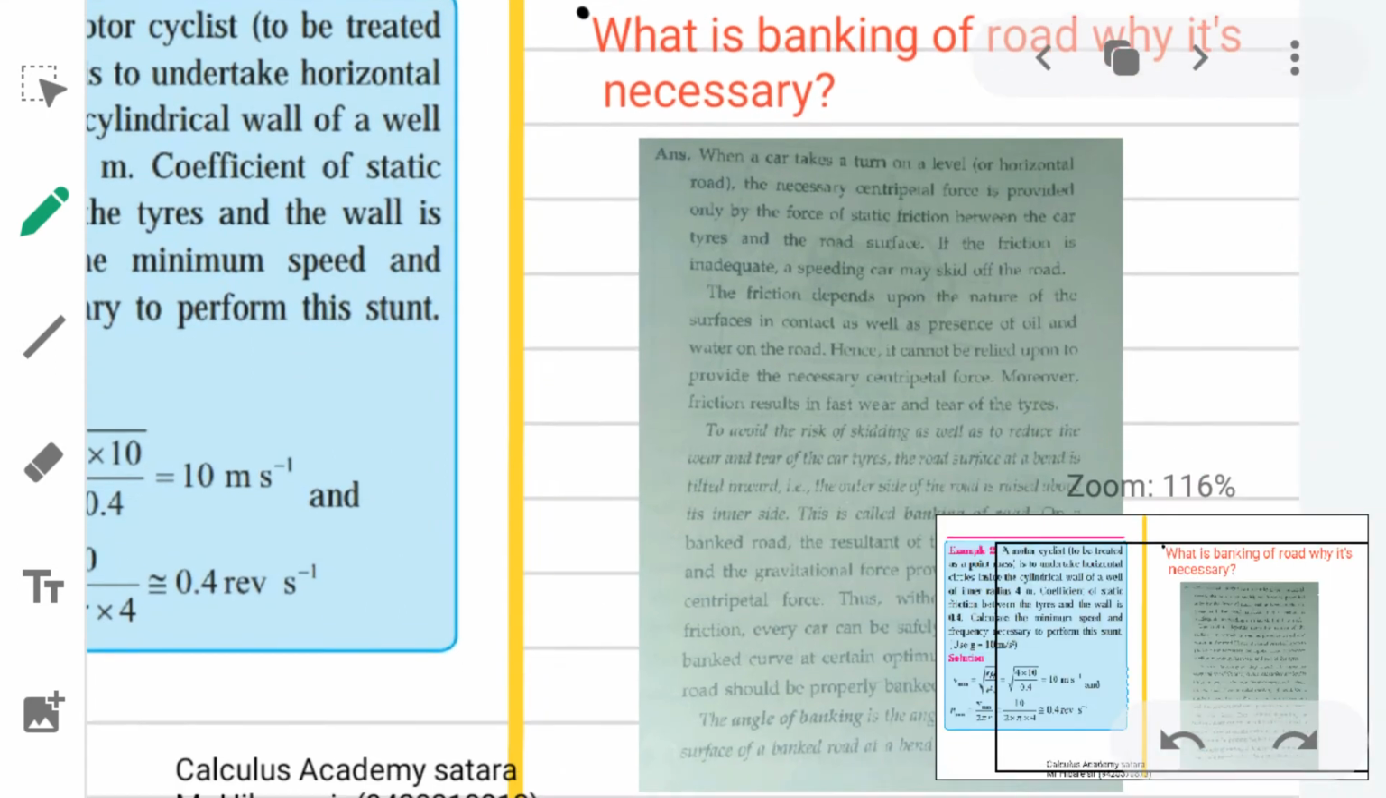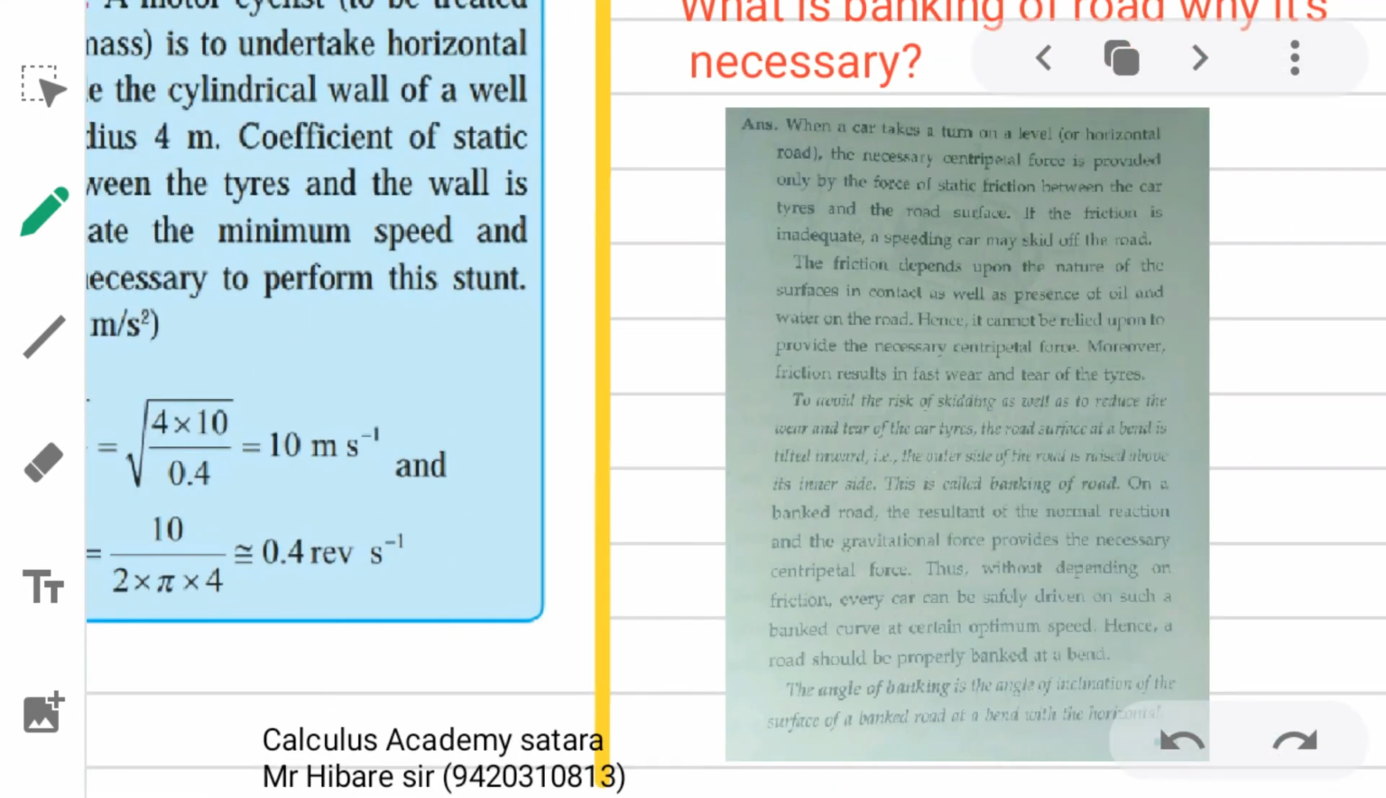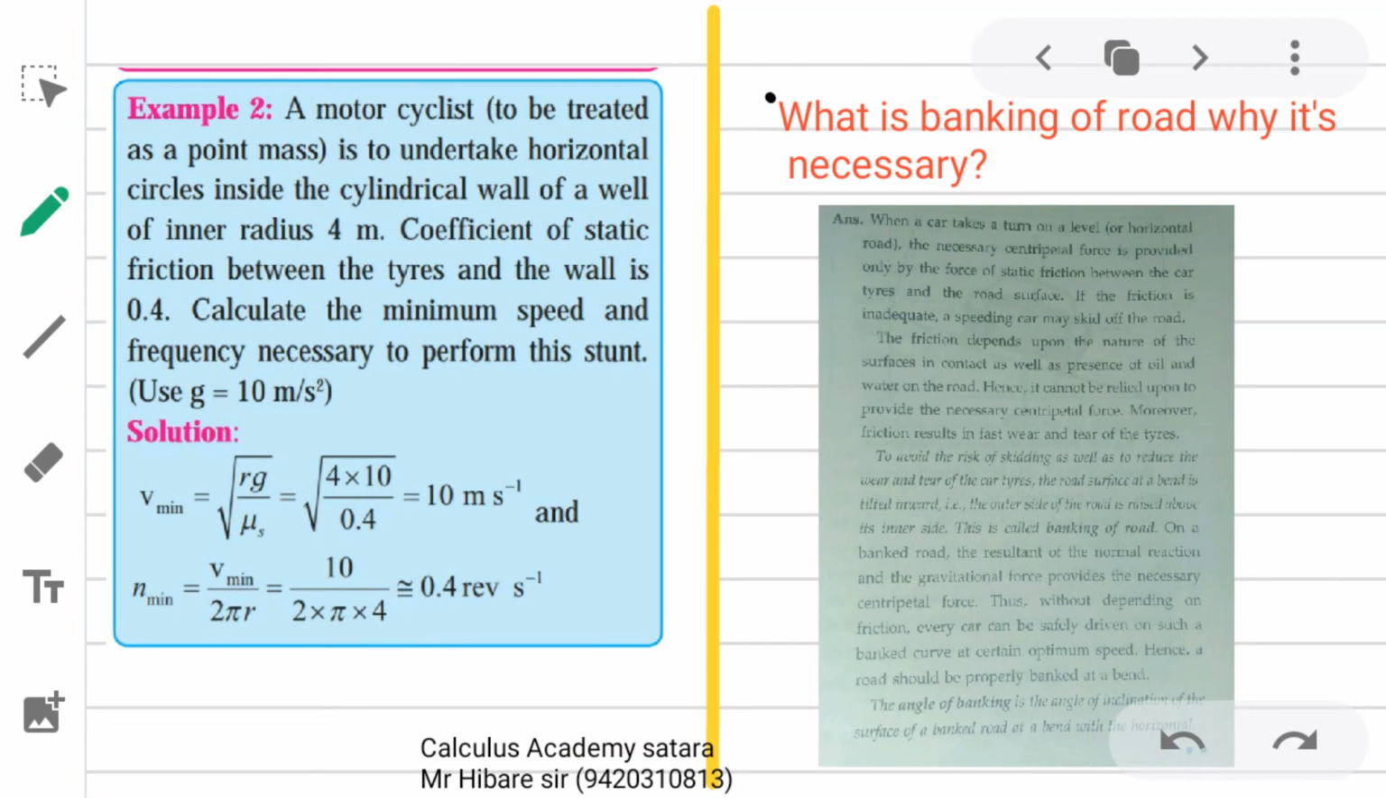Why is banking of road required? As we know, v is equal to under root mu s rg. Now the necessary centripetal force is not sufficient to give the necessary frictional force. Mu s is not sufficient to provide the necessary centripetal force for a circular motion. That's why we require an extra force to balance the centripetal force. Therefore we need banking of roads.